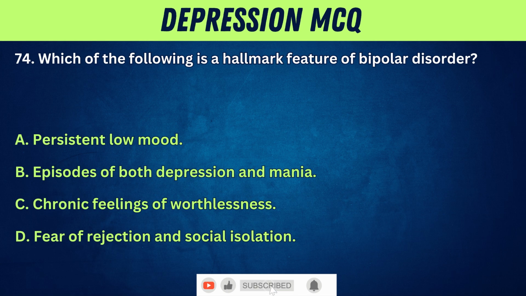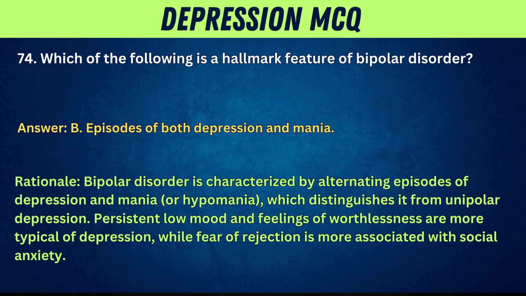pregnancy. 74. Which of the following is a hallmark feature of bipolar disorder? A. Persistent low mood. B. Episodes of both depression and mania. C. Chronic feelings of worthlessness. D. Fear of rejection and social isolation. Answer: B. Episodes of both depression and mania.